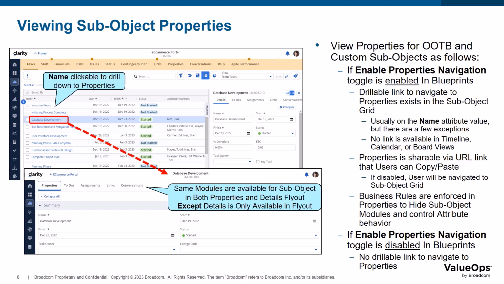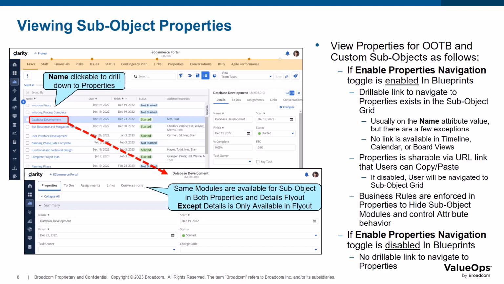There will not be a properties link available in the timeline, calendar, or board views for your subobject. It will only be available in the grid. And properties is shareable via URL link that users can copy and paste. And if properties is not enabled, then instead the user will be navigated to the subobject grid. In this case, it would be the task grid.